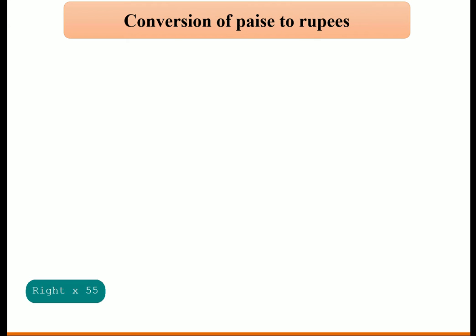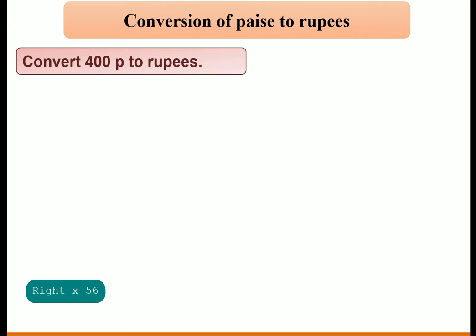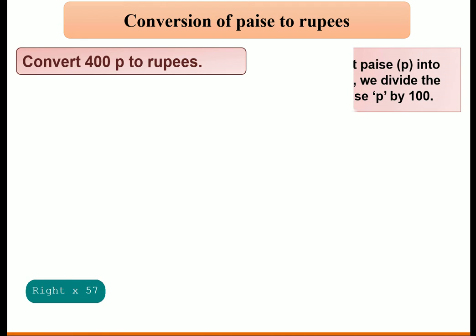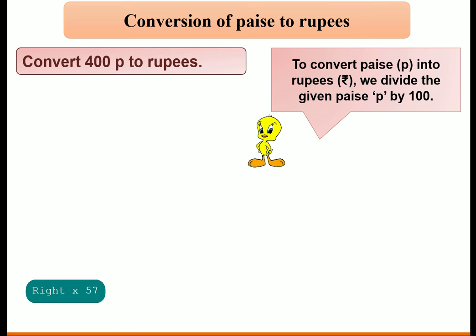Conversion of paise to rupees. Let's see how to convert paise to rupees. It is exactly opposite. Here, paise is the smaller denomination and rupees is the greater denomination. Okay, let's see. Convert 400 paise to rupees. To convert paise into rupees, we divide the given paisa by 100. Yes, I know it. Paisa is smaller than rupees, so we must divide by 100.